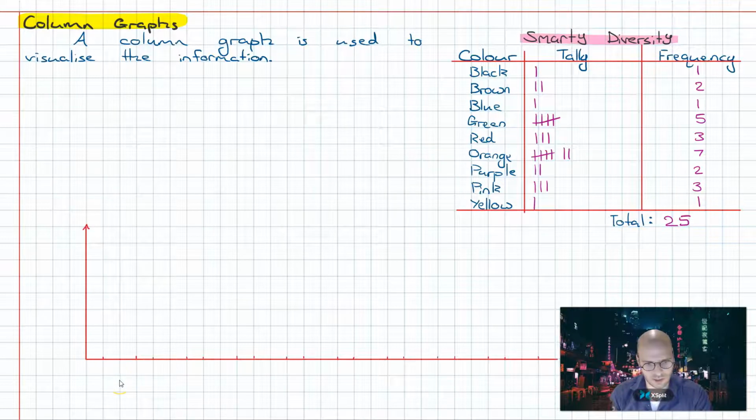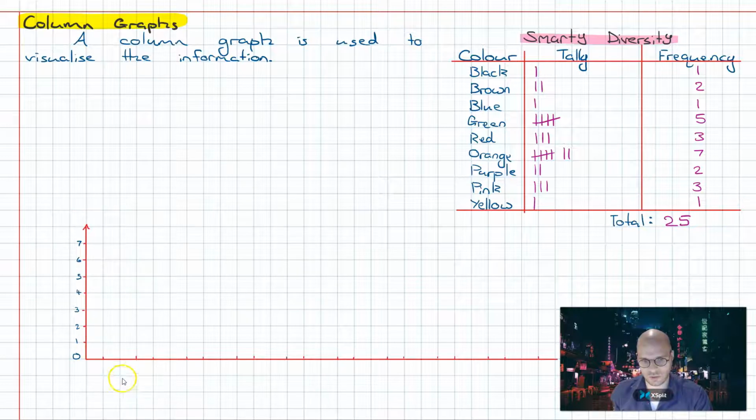On the left hand side, I'm going to draw notches and then I'm going to put in the numbers. So we have 0 down the bottom, followed by 1, 2, 3. So what we can see is we've got a scale going up on the left.